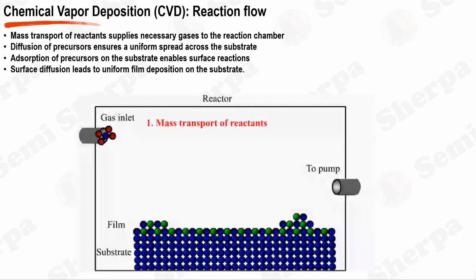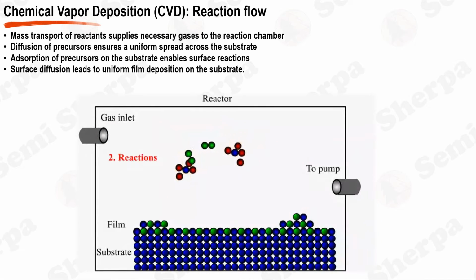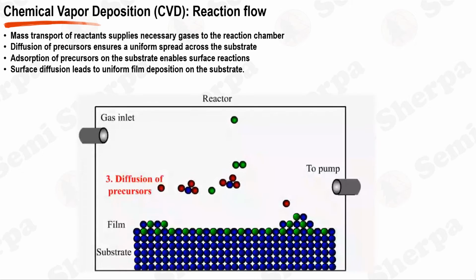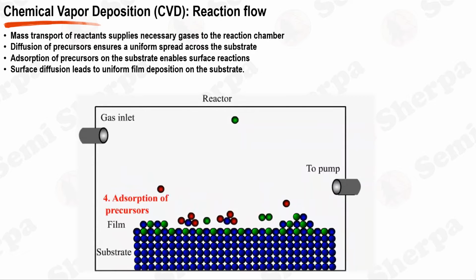Chemical vapor deposition, CVD, is a method of depositing desired films on a substrate by inducing chemical reactions from the supplied gaseous precursors. This complex process follows a sequential order of steps that ensure the efficient and controlled deposition of the target film. Step 1.